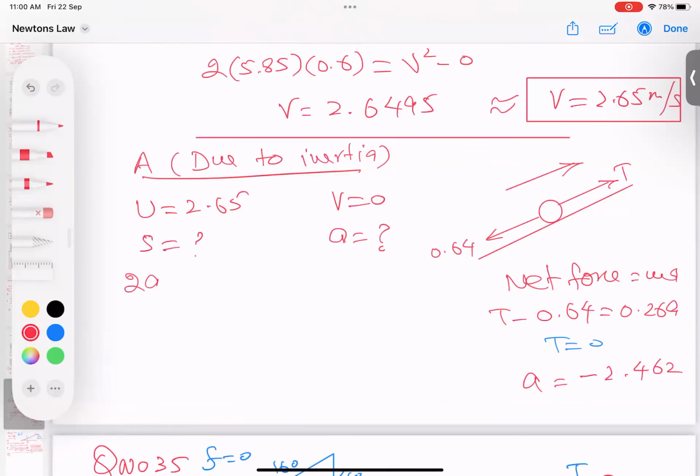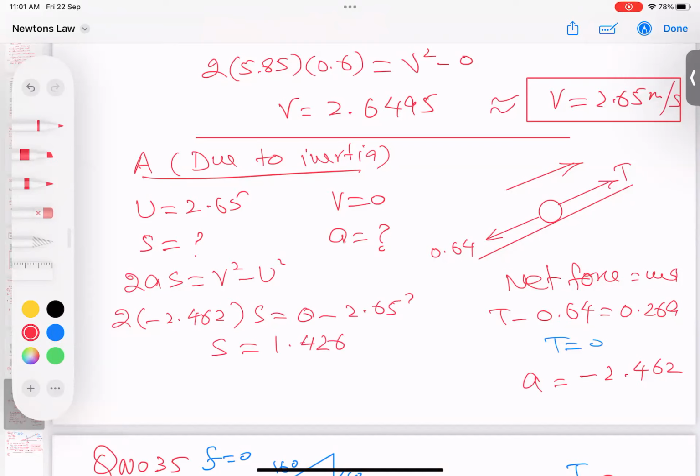I can use 2as equals v squared minus u squared. So 2 times negative 2.462 times s equals the final velocity 0 minus u squared, where u is 2.65 squared. When I check it, what does the answer turn out to be? 2.65 squared divided by that answer is coming 1.2426. Let me recheck, correct. Okay, this distance I got it, students.